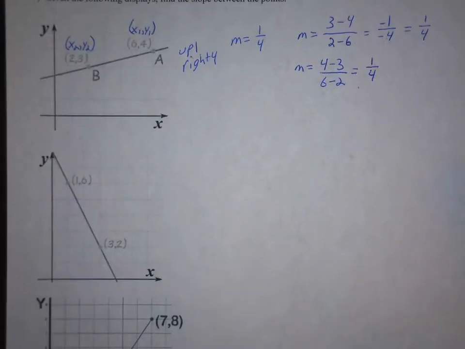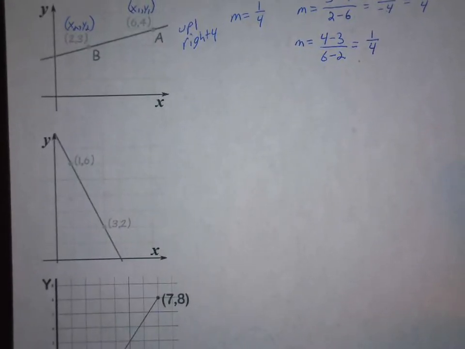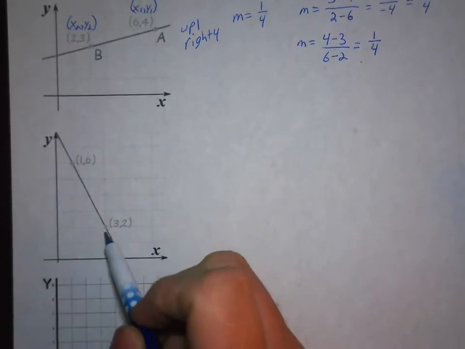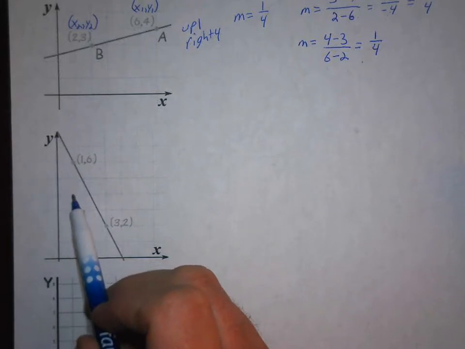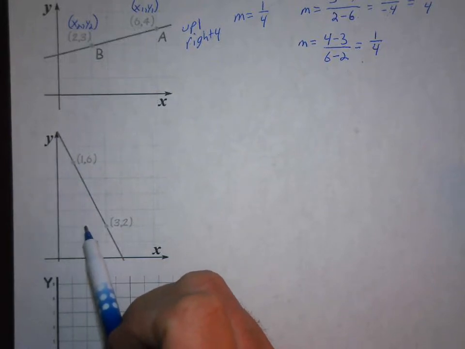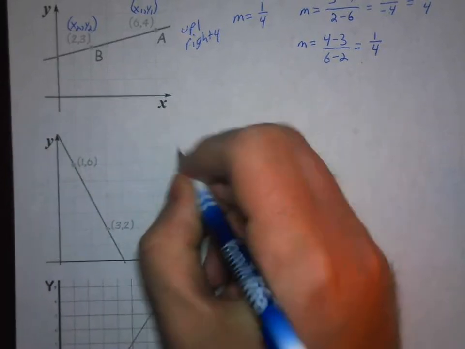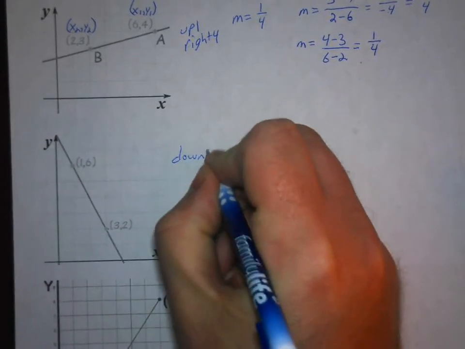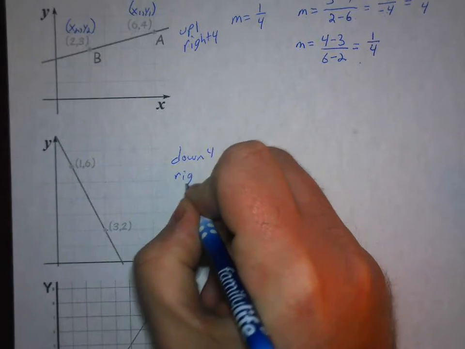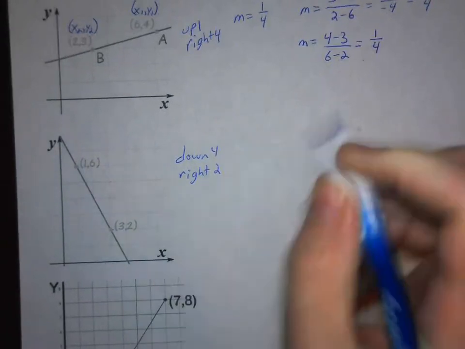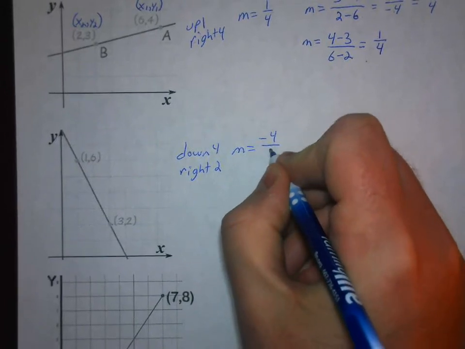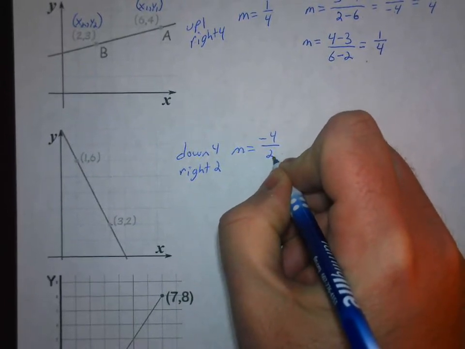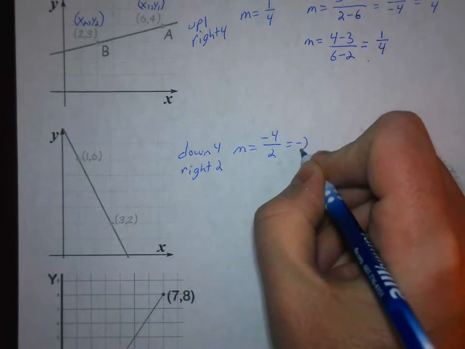So moving along to the next pair of points, 1, 6, and 3, 2. To get from one point to the other, if I start at 1, 6, if I go down 4 and to the right 2, so down 4, right 2, that will be a slope of -4 divided by positive 2, which reduces to just -2.